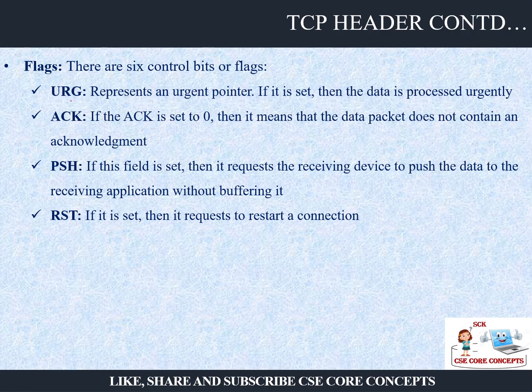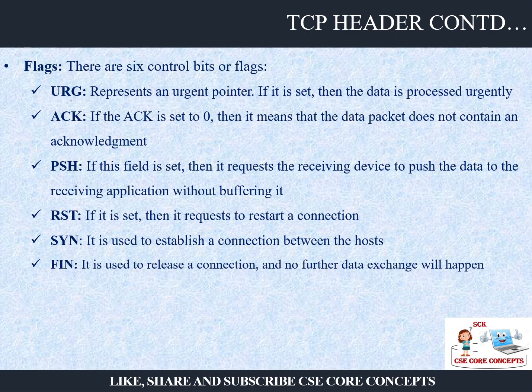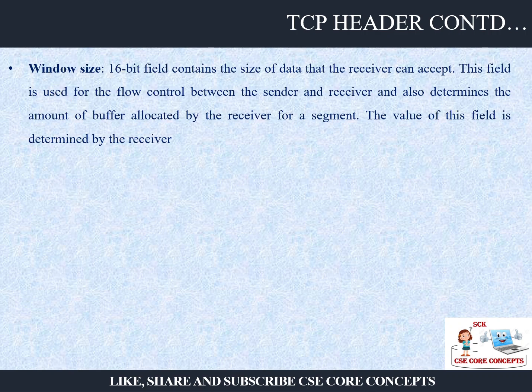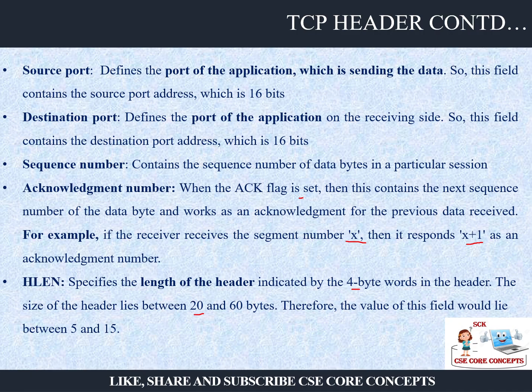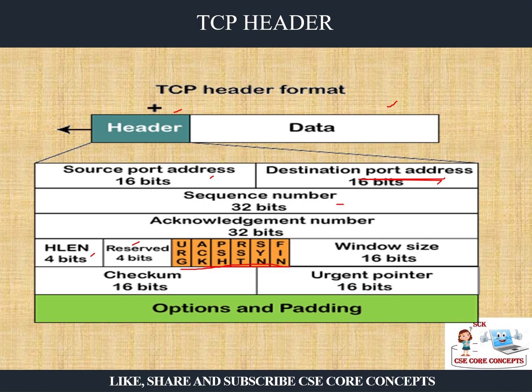RST is to restart a connection in case of a connection failure. SYN is used to establish a connection between the two hosts. FIN, that is finish, is used to release the connection, and after that no data exchange will happen. So these are your 6 flag variables. Then comes the window size, checksum, and the urgent pointer.